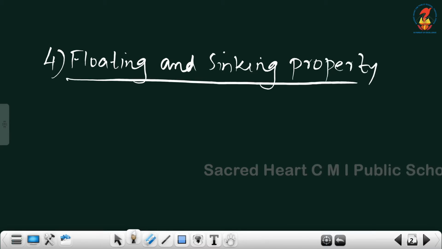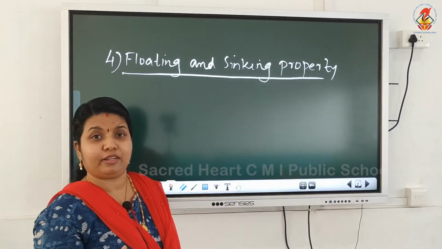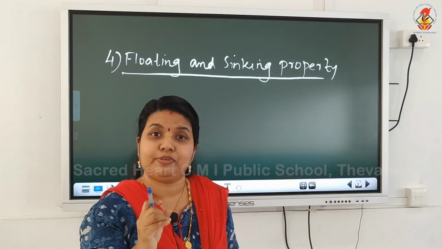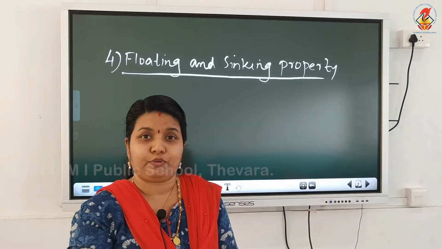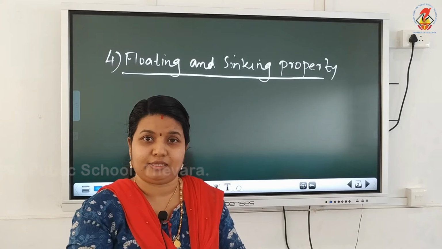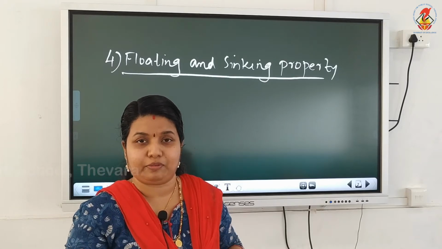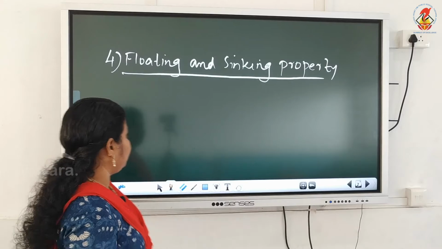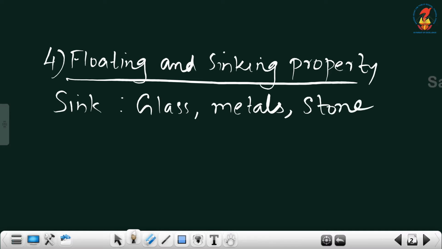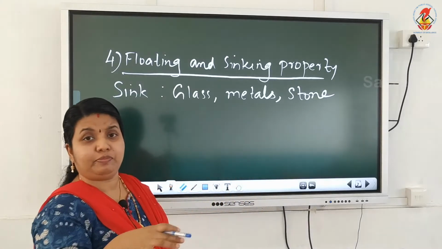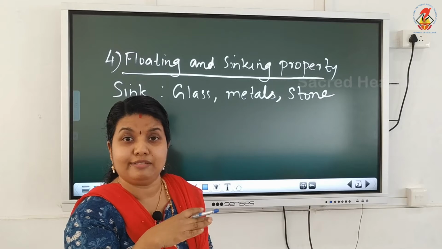So you know about materials which float on the top of water and the materials which sink in water. Can you give me examples of materials that sink into water? When you put these materials in water, they will sink, they will go down and settle at the bottom of the container. Examples of materials that sink are glass, metals, then stone. All objects made of these materials, when you put them into water, will sink.